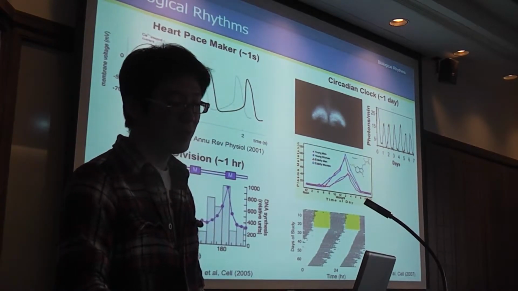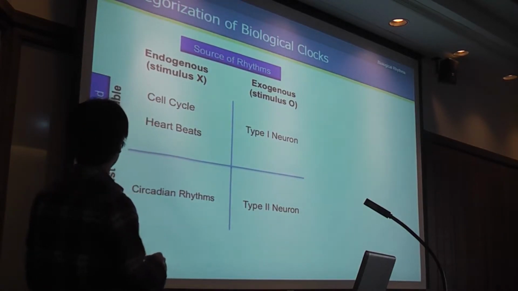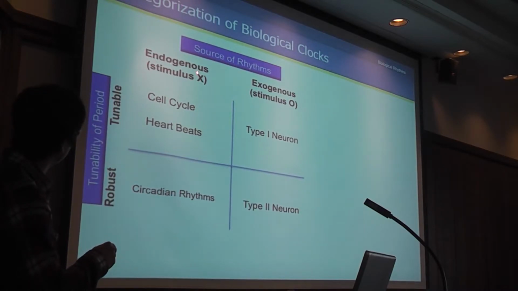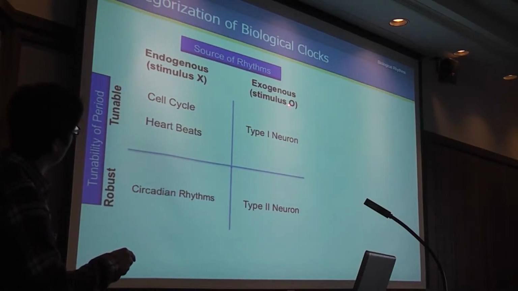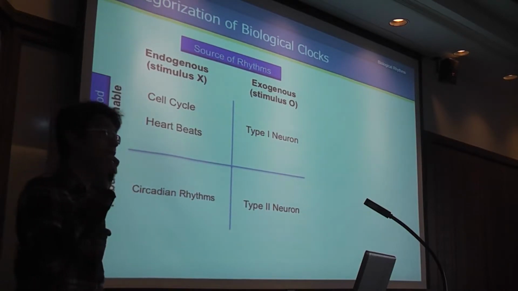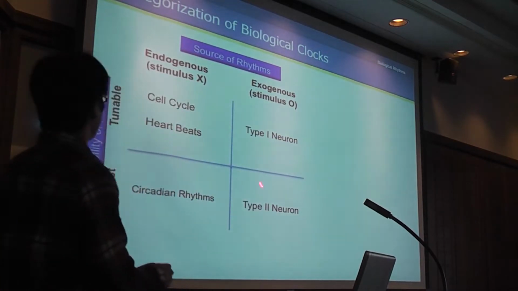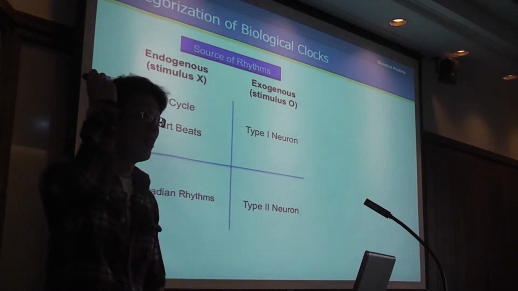We can categorize them according to the source of rhythm and the tunability of period. So what is the source of rhythm? There are two types of biological clock: one which can generate rhythm by themselves, and another type of clock which can generate the rhythm only when some outside stimulus is given. The most well-known example of this category is neurons in your brain.